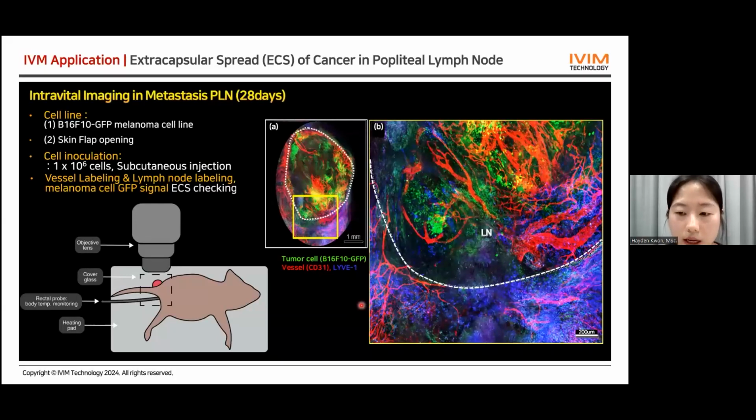On the 28th day, when we conducted wide area imaging of the entire popliteal lymph node, we observed the GFP positive melanoma cells spreading beyond the boundary marked by the white dashed line. This indicates that extracapsular spread had occurred, with cancer cells spreading outside the popliteal lymph node.